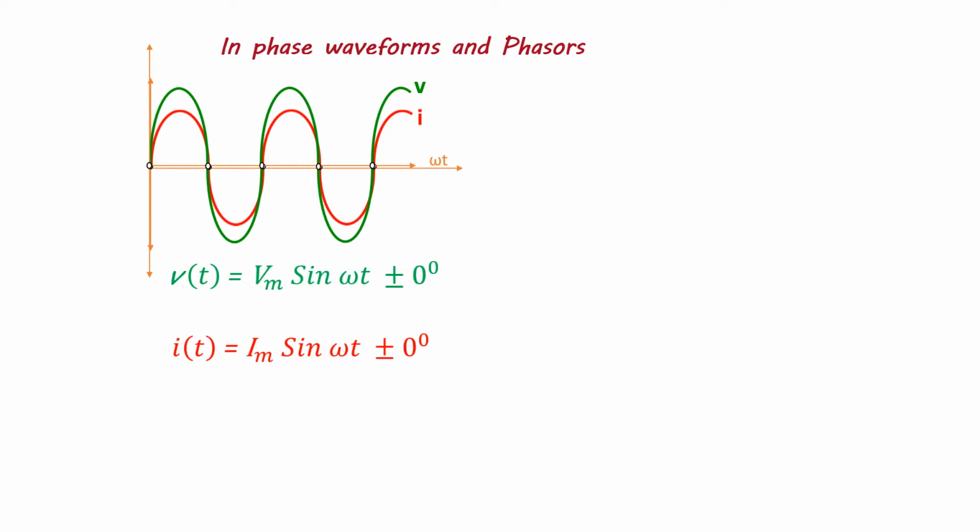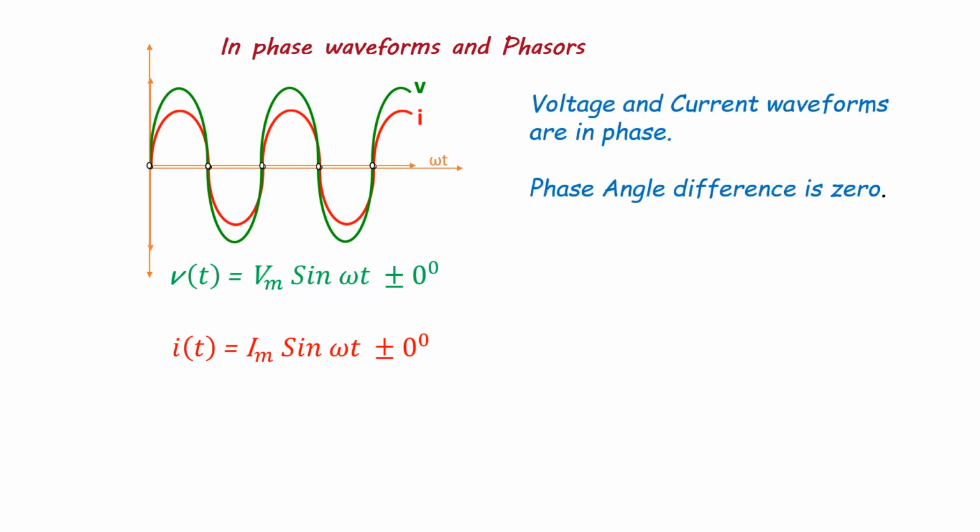From this, we can say that the voltage and current waveforms are in phase. Otherwise, the phase angle difference between voltage and current is zero. Let us draw the phasor diagram.